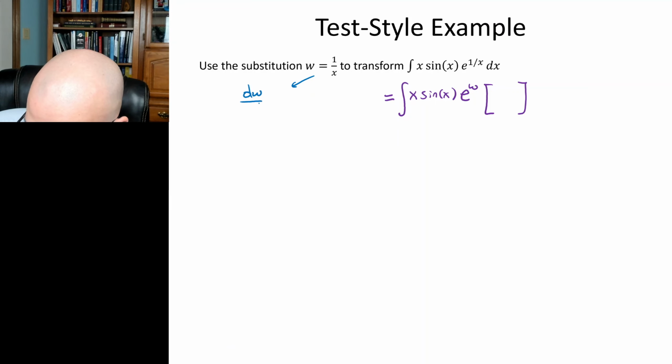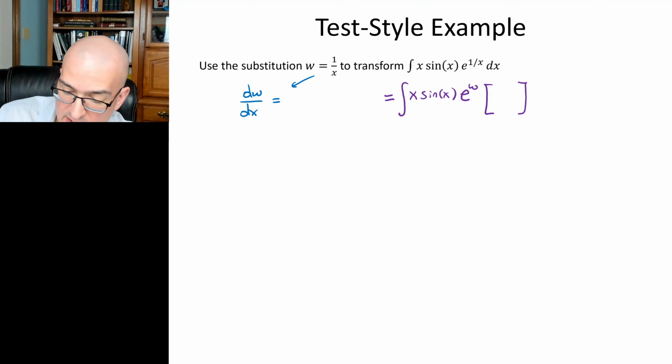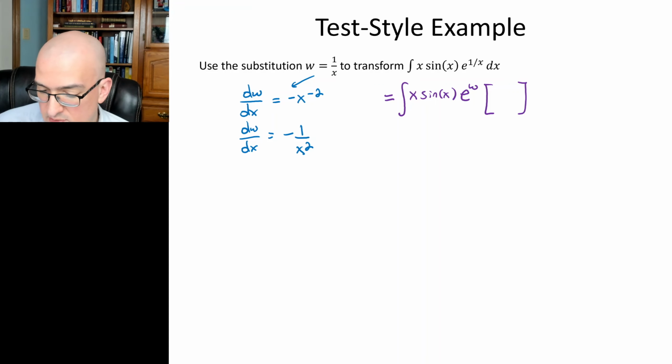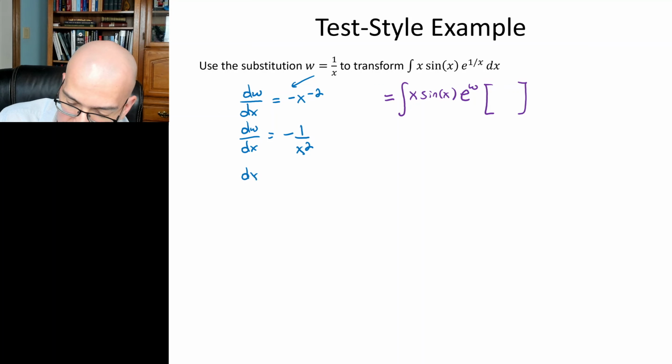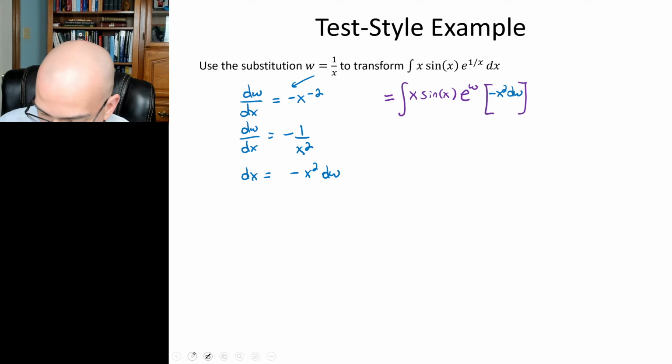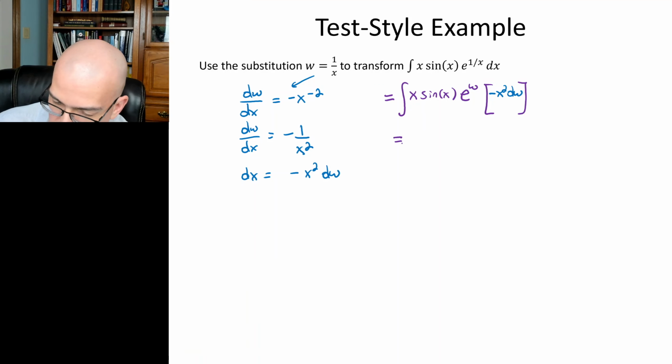So dw by dx, the derivative of 1 over x. So I'm taking the derivative of x to the power of negative 1, I'm going to get negative x to the power of negative 2. And then rearrange. dw by dx is equal to negative 1 over x squared, and then cross multiply. So dx is equal to negative x squared dw. So that'll go here, negative x squared dw. And we have a bit of a problem. We have negative integral x sine of x, actually x cubed sine of x, times e to the w dw.